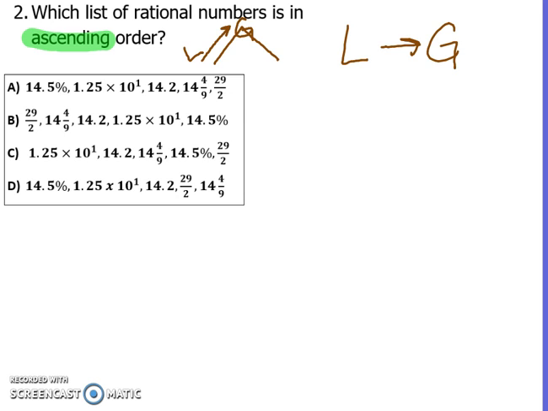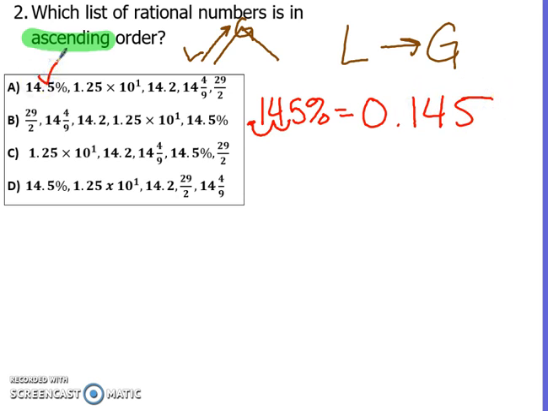All right, now I start with A and just the numbers that they gave me for A. So 14.5%. I need to double dip that to the left, and that's now 0.145. Okay, the next number is 1.25 times 10 to the first.